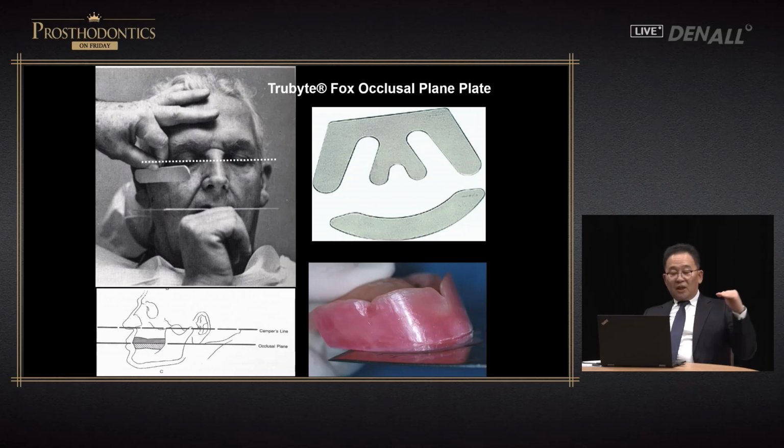The Fox plane is parallel to the camper's line, the ala-tragus line, and the occlusal surface. You can buy a Fox plane, or if you don't have it, you can use a ruler. As shown in this image, you can use a wooden stick. I brought this image on purpose. You need to check the occlusal plane, and it's of very good help.